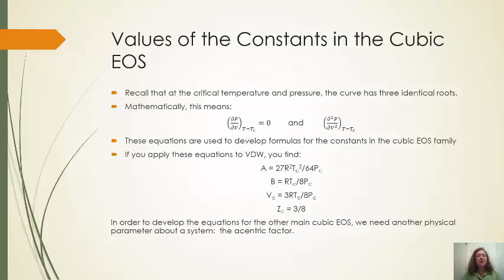So, at critical temperature and pressure, the curve has 3 identical roots. That means that the first and second derivative both have to equal 0. You can just pretend there's a little equal 0 right there at the critical point.